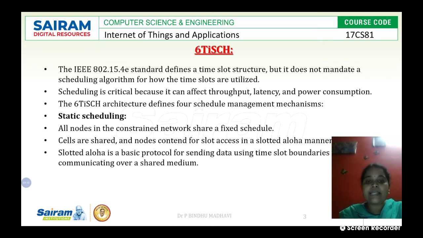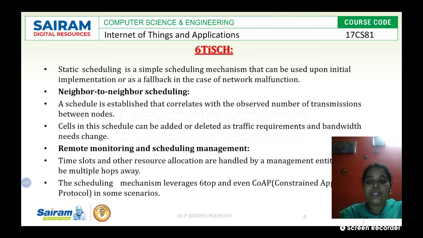Okay, let us see the next scheduling mechanism. The next scheduling mechanism is the neighbor to neighbor scheduling algorithm. In the previous scheduling, static scheduling, it was simple, right? We are fixing the time slots, and the nodes should communicate within the time slot. It is a simple kind of scheduling mechanism, and it will be used only for limited kinds of applications. Because of this there is a problem. We are fixing the time and then looking for the communication.